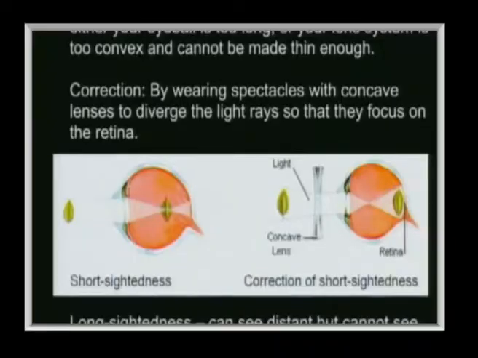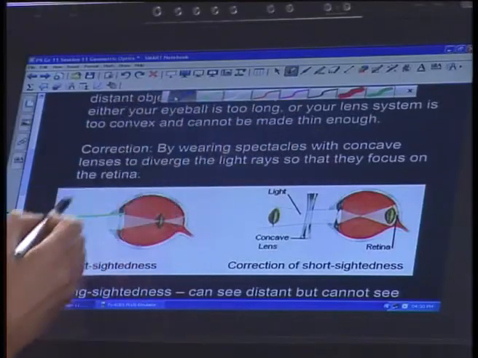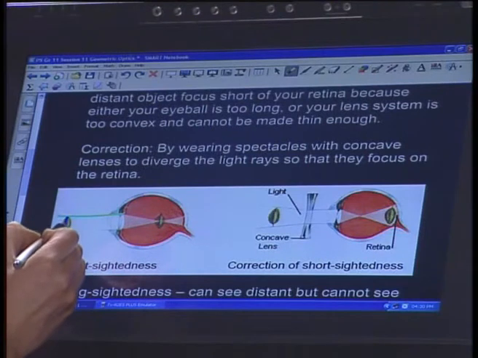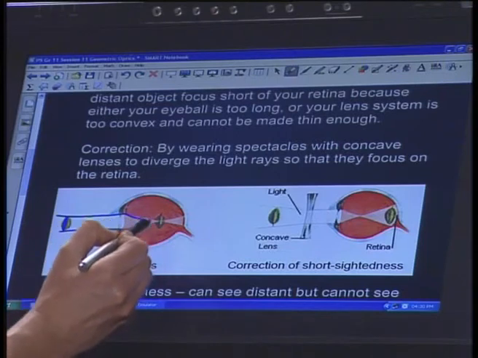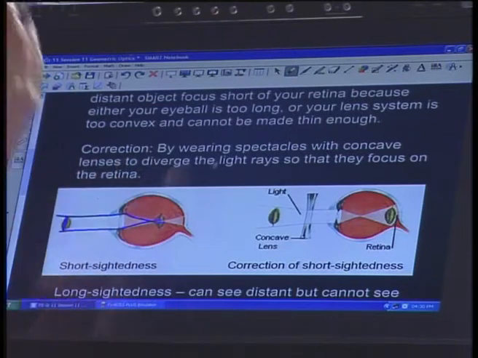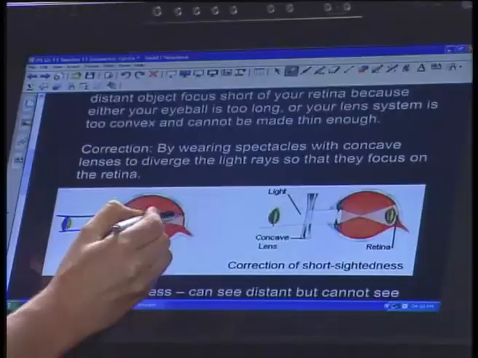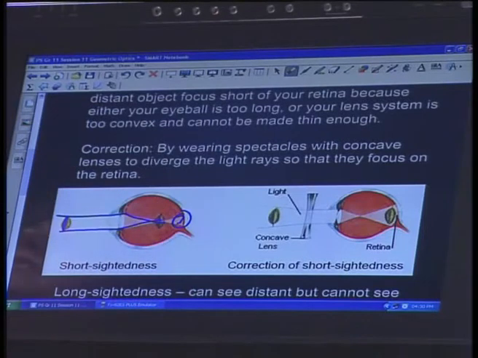Now, to correct short-sightedness, we use a concave lens. Now, the purpose for this, if you go and look over here at the defect, let's just use a darker color. If that is the object that you are looking at and the light rays pass through the lens of the eye, we would notice that these light rays converge. They join up together in front of the retina. That means that no clear image is formed on the retina.